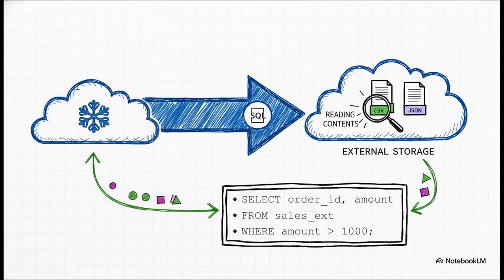So check out this query here. Looks totally normal, right? You got your select, your from, your where, it's just plain old SQL. But what Snowflake is doing in the background is just awesome. It's reaching out to your S3 bucket, reading the content of those files on the fly, and pulling back only the specific rows and columns you asked for. You are literally querying your data lake.